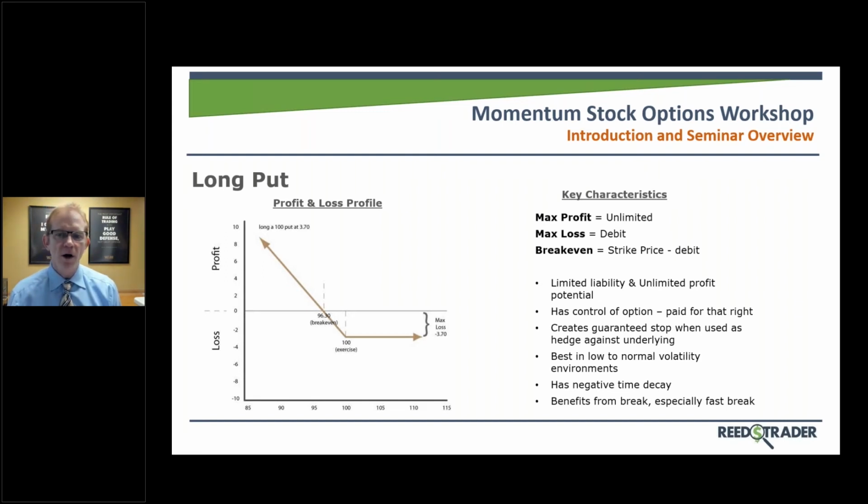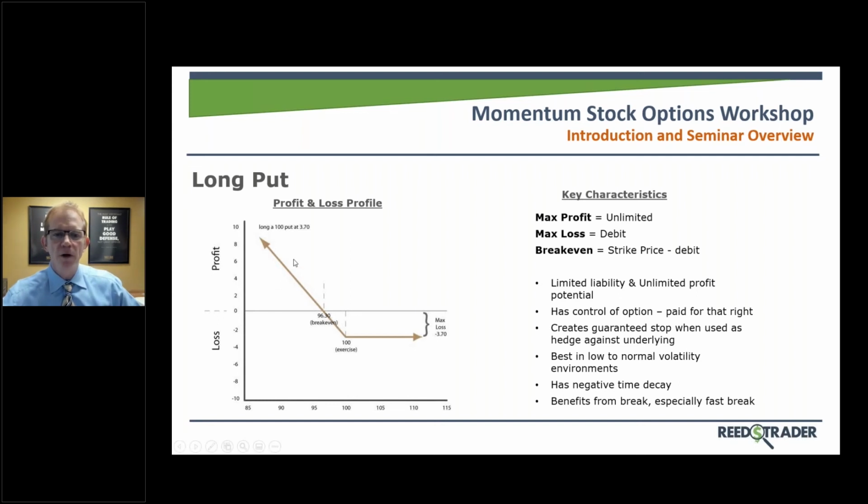When we buy a put, it can also act as a stop because if the market has a big gap up, your loss is limited to the debit you paid for it. Or if you're short stock and there's a big gap up, you get hurt badly. It has negative time decay, just like the long call. Every day it's going to cost you a little bit of money when it doesn't work. And it's going to benefit from a break, especially a fast break. So this is going to sound familiar with stocks. Stocks tend to break fast. So being long puts when the market goes down tends to be very good.